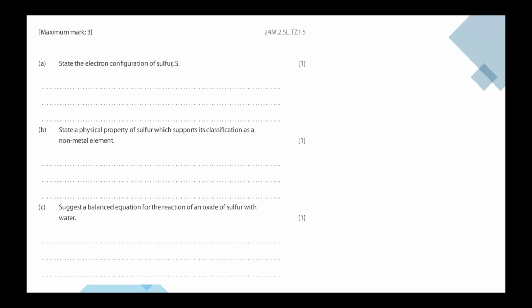Here is our question. Pause the video after I've read it, have a go at the question, and then we'll come back. There are 3 marks in total. The first part of the question is, state the electron configuration of sulfur, S. State a physical property of sulfur which supports its classification as a non-metal element. And part C, suggest a balanced equation for the reaction of an oxide of sulfur with water. Pause the video, have a go at those questions, and then we'll come back.